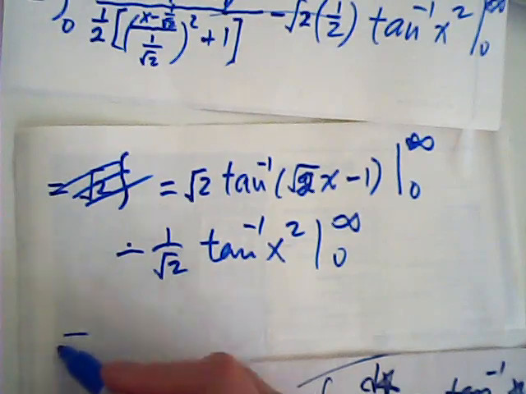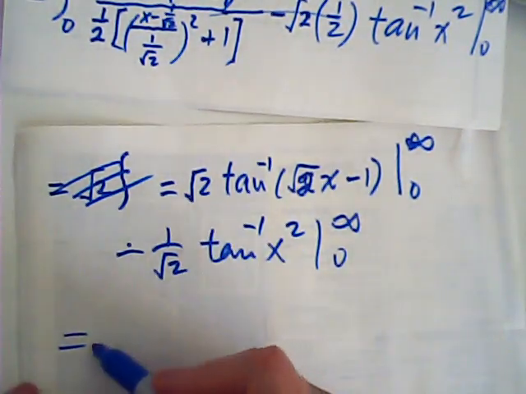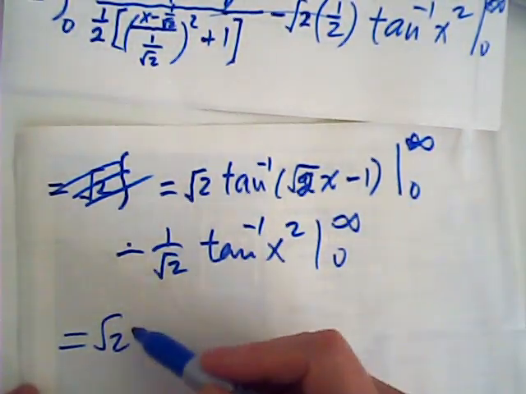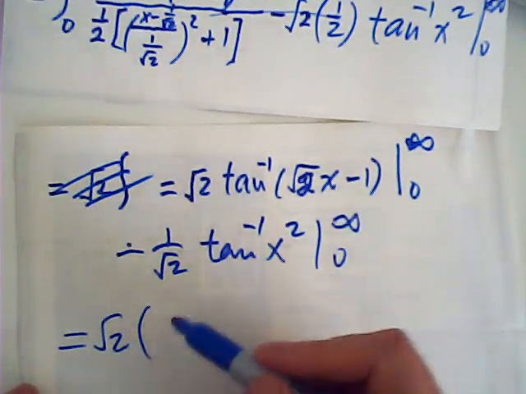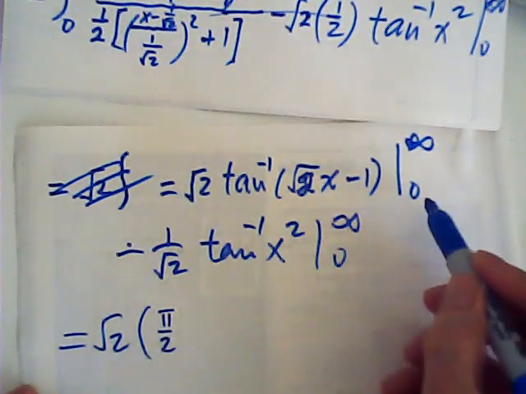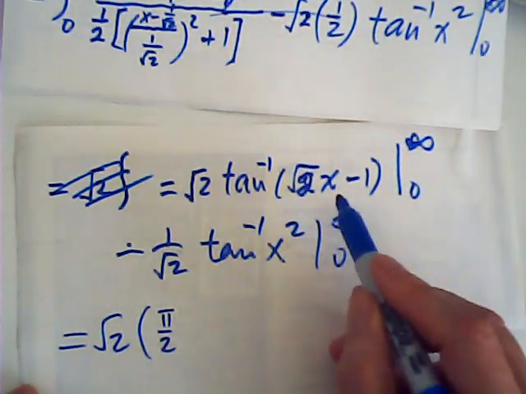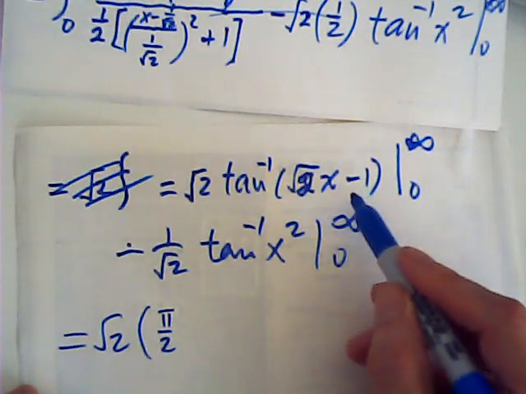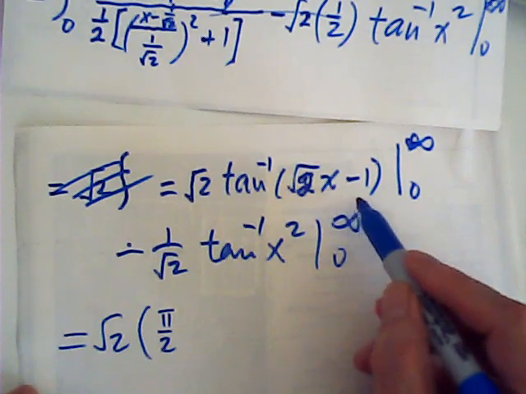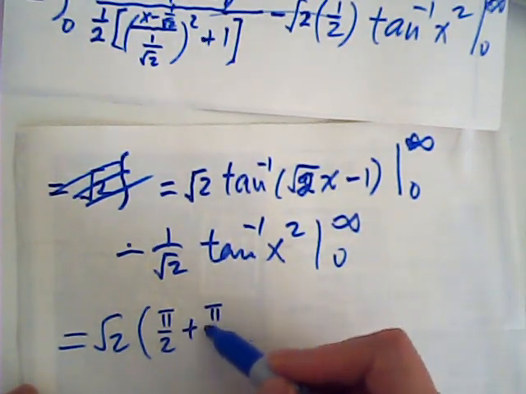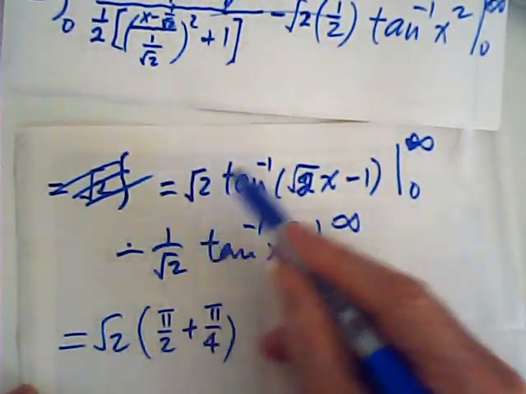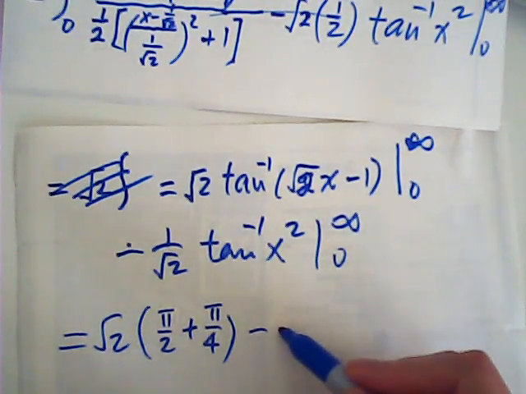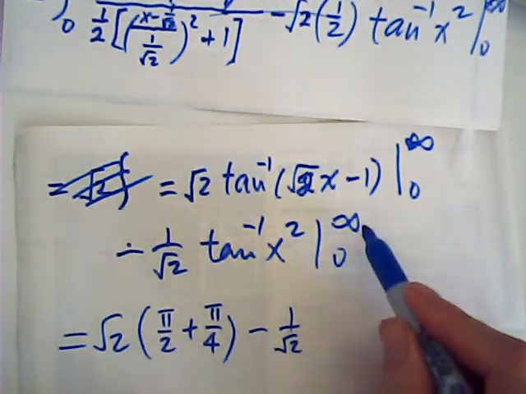So far so good. So this one is root 2. Now, infinity gives half pi. Arctangent minus arctangent of negative 1. Arctangent of negative 1 is negative quarter pi, so negative becomes plus quarter pi. So this is for that one, and minus 1 over root 2.